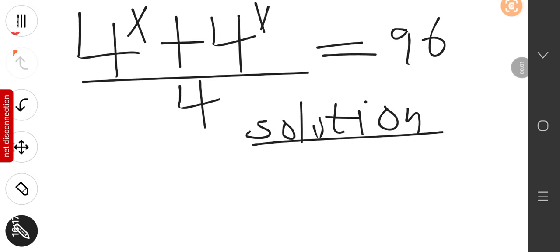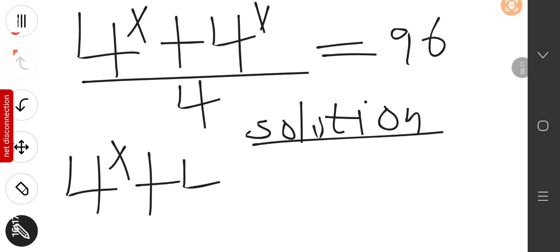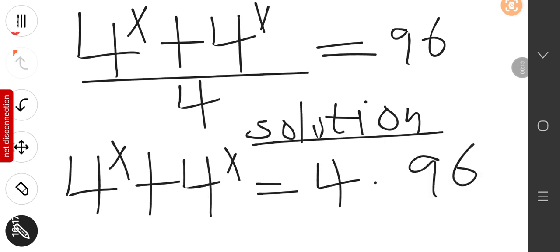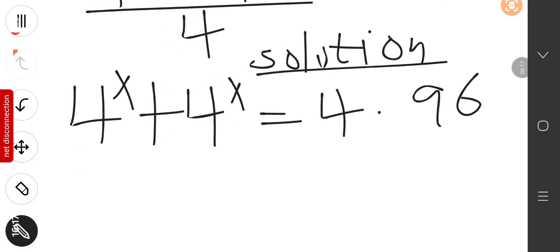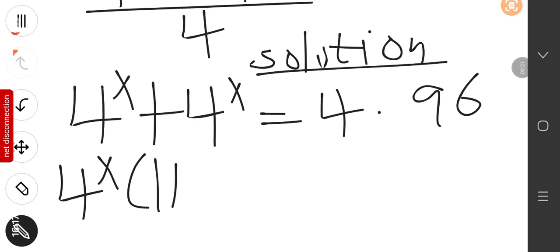Class. So we have 4 exponent x plus 4 exponent x, all over 4, equals 96. Okay, so our equation becomes 4 exponent x plus 4 exponent x equals 4 times 96. All right, so we are going to factorize here. So you have 4 exponent x multiplying 1 plus 1 equals, now 4 is the same as 2 exponent 2.